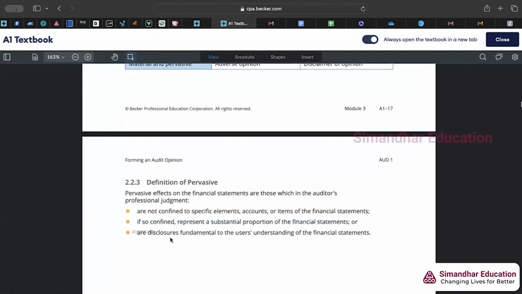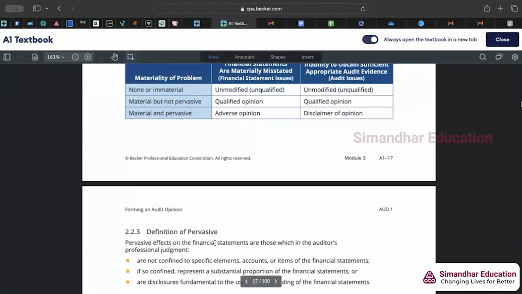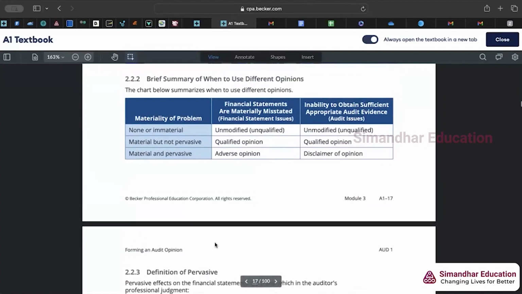And if the disclosures are fundamental to the understanding of financial statements. This is the definition of pervasiveness. Are we clear?